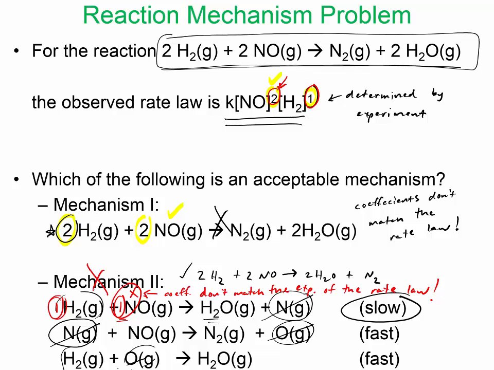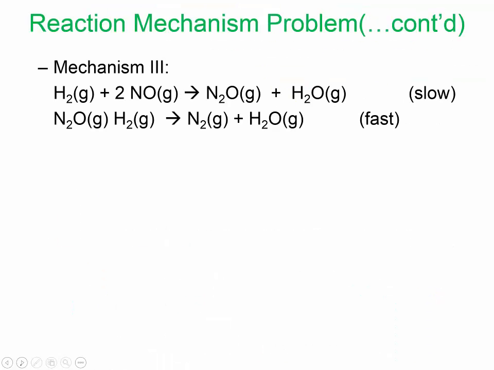So mechanism 1 doesn't work and mechanism 2 doesn't work. The only way they work is if they fulfill those two requirements. So let's check a third mechanism. We see that this N2O will cancel with this, and I think that's the only thing that cancels. So let's add everything here. 2 moles of H2 plus 2 moles of NO, and we get 2 moles of H2O plus 1 mole of N2, and this matches.